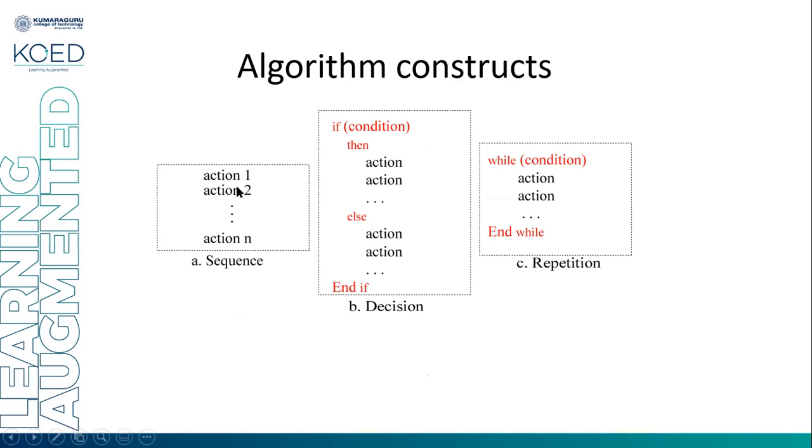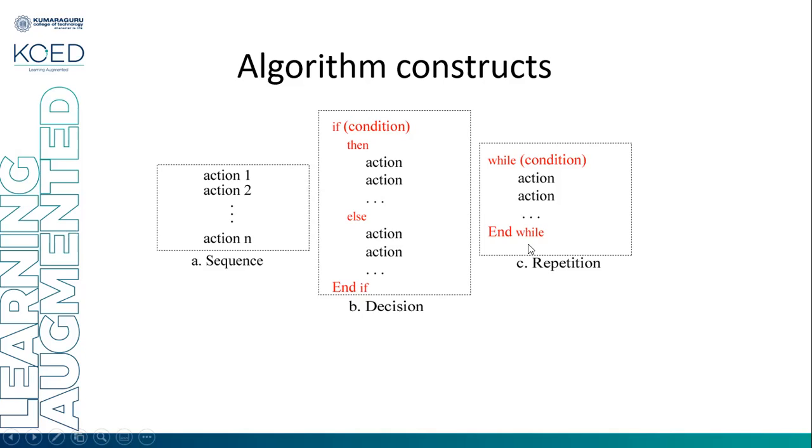After the execution of action 1, action 2 will get executed, then action n, and it will go continuously. This is known as a sequence. Next is the decision, the if condition. If the condition is true, then the if block will get executed. Otherwise, the else block will get executed. So if, then, else, and end if can be represented like this.